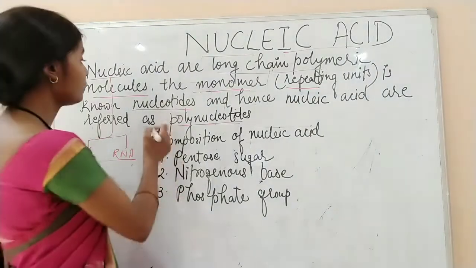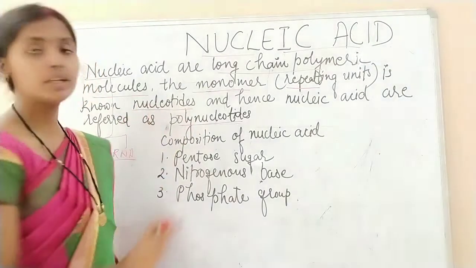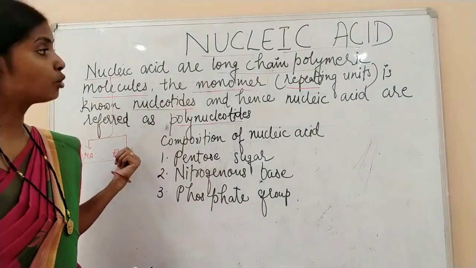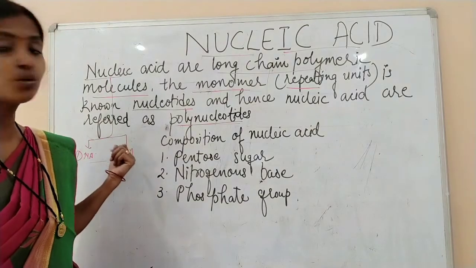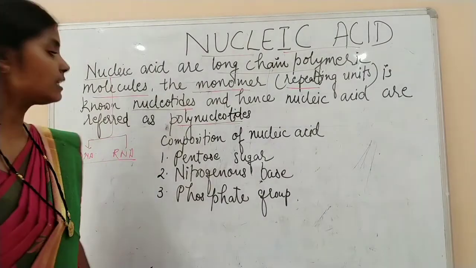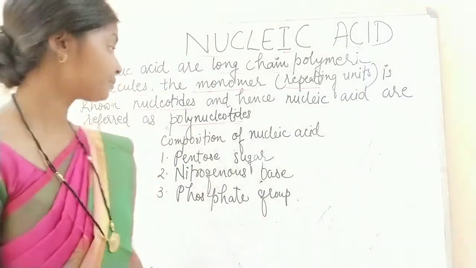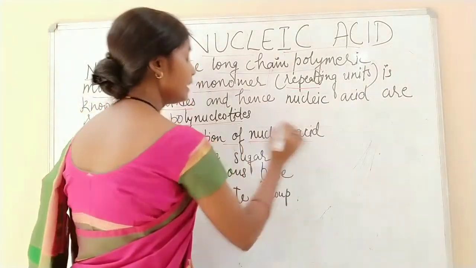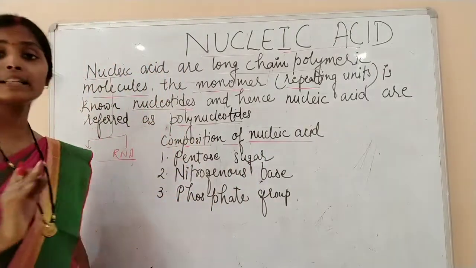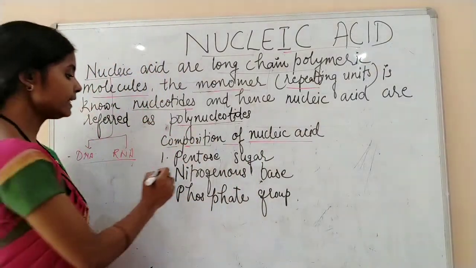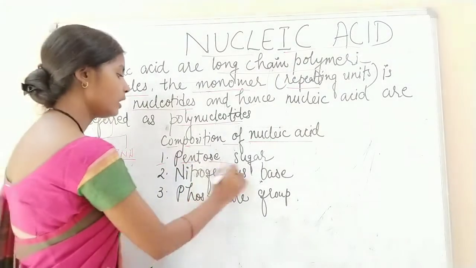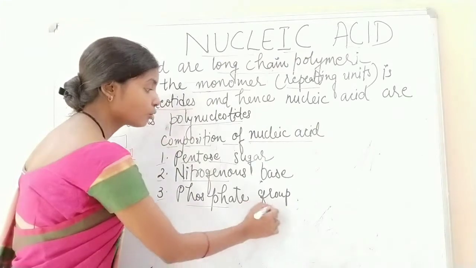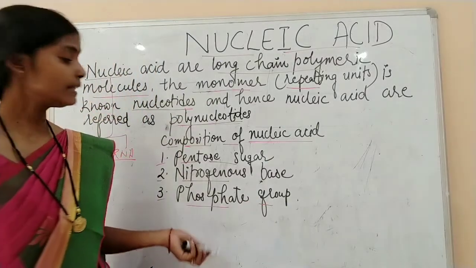So we have now seen the definition of nucleic acid: nucleic acids are long chain polymeric molecules, the monomer repeating unit is known as nucleotide, and hence nucleic acids are referred to as polynucleotide. Now we will see the composition of nucleic acid. It is composed of three things: first, pentose sugar; second, nitrogenous base; and third, phosphate group.